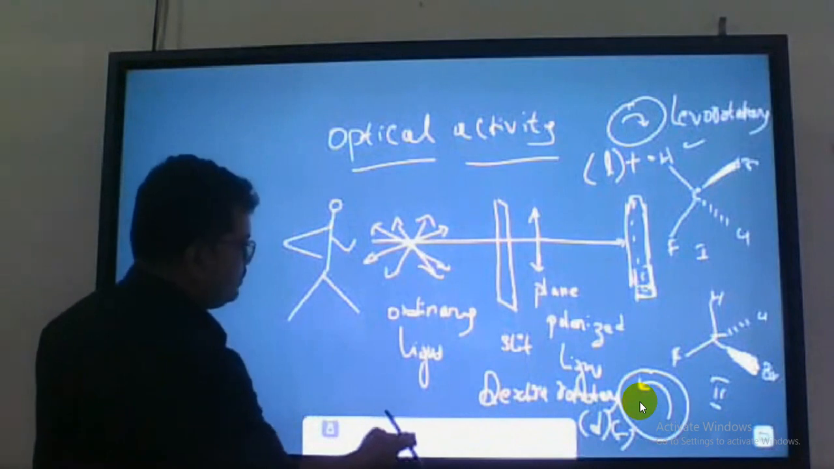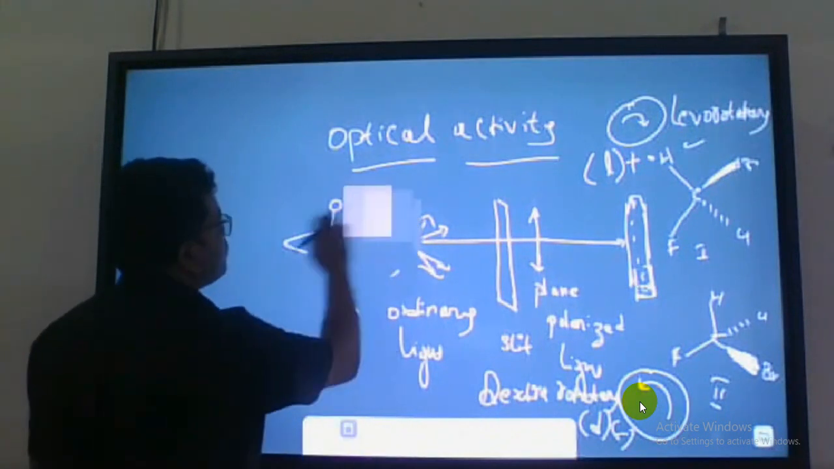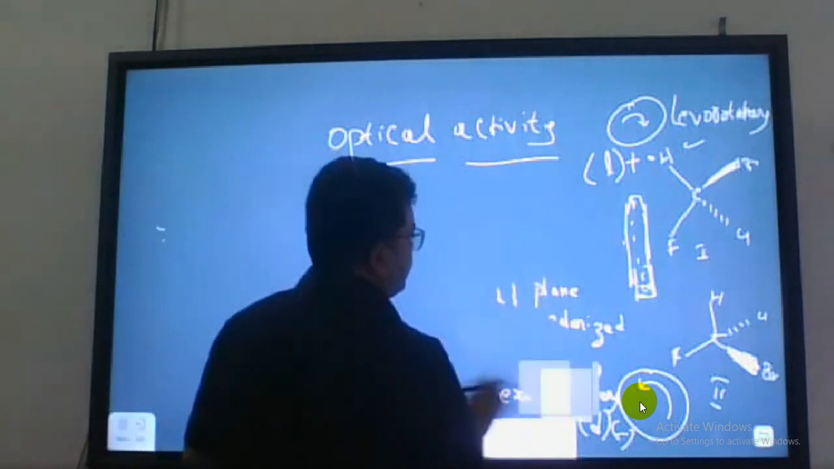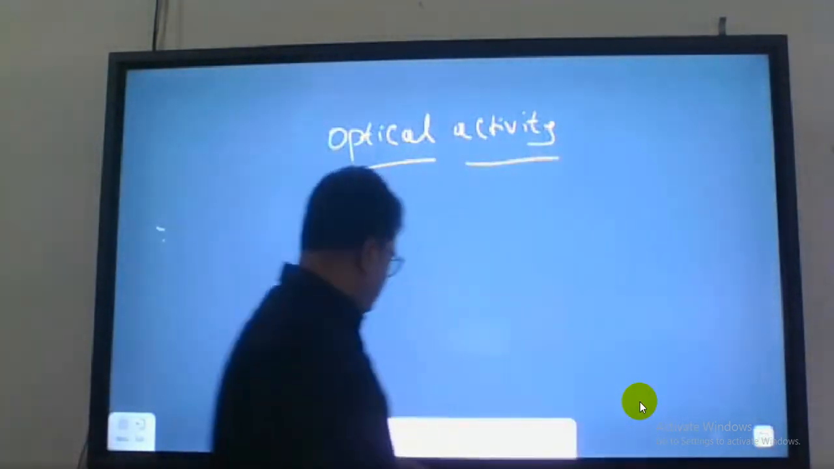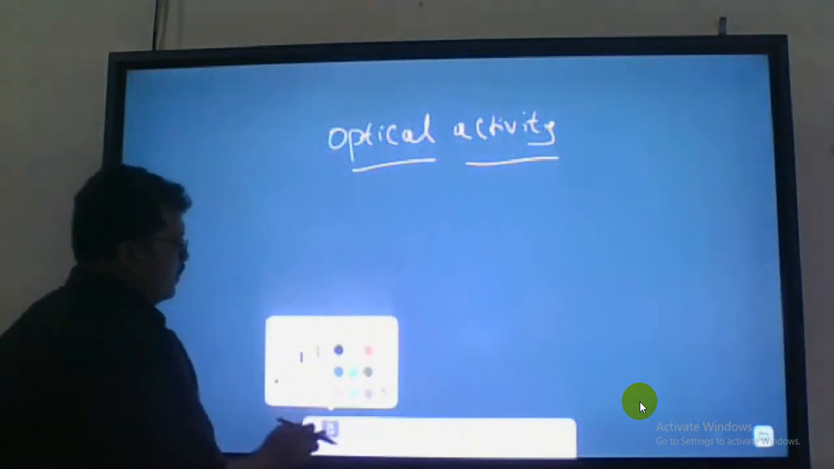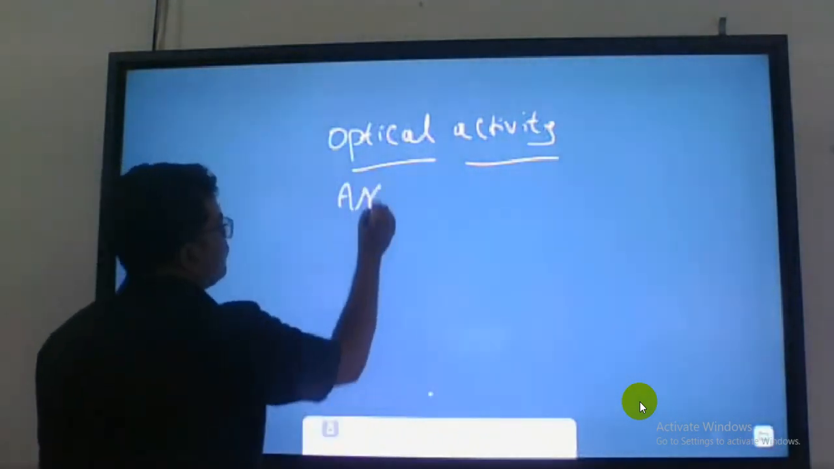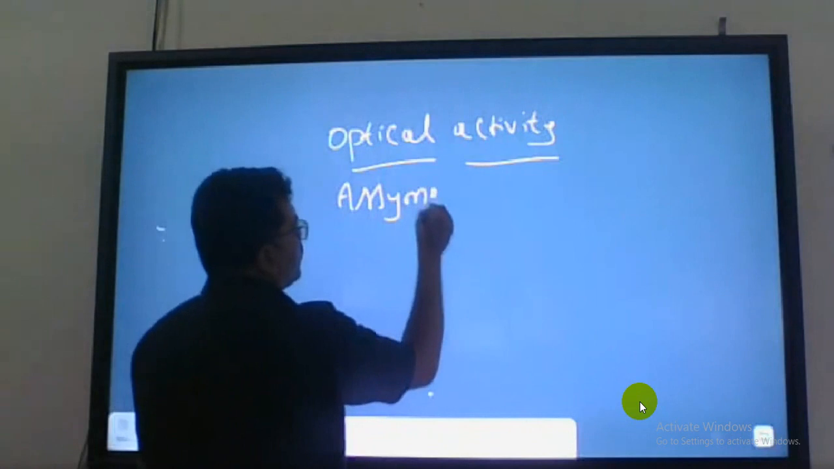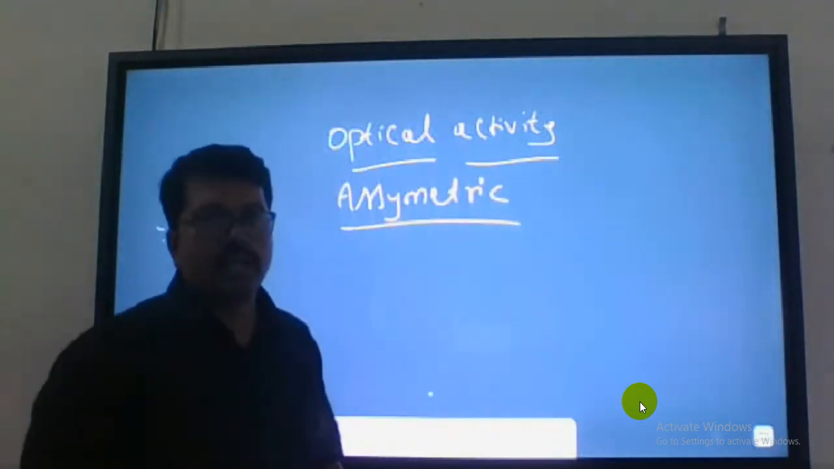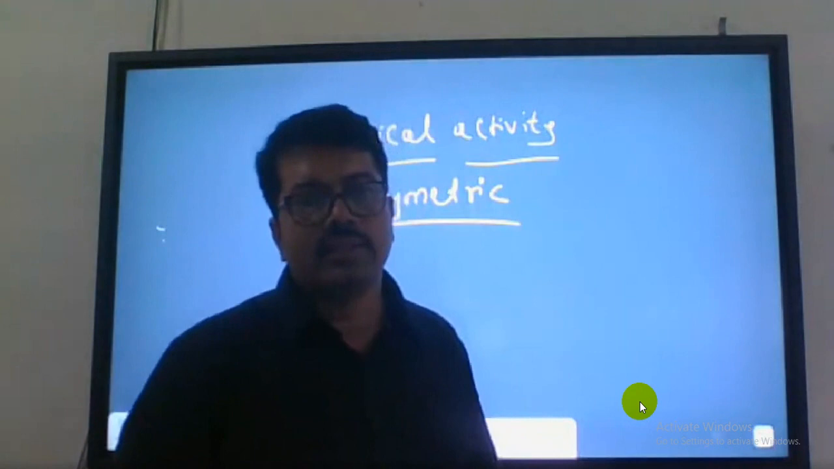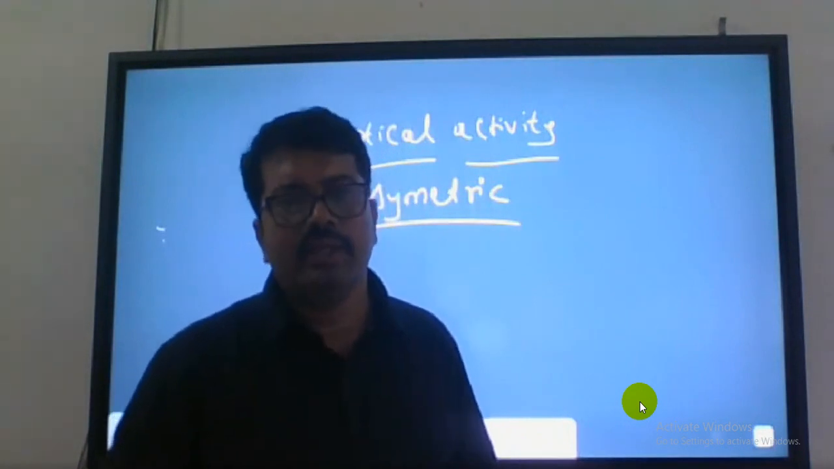Next, what is the condition for optical activity? The molecule should be asymmetric. A very important condition. The molecule should possess asymmetry. So the molecule should possess what? Asymmetric molecule.